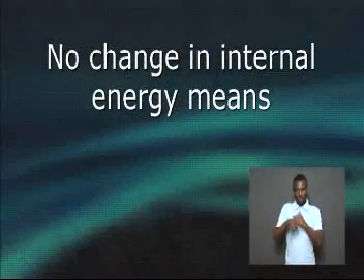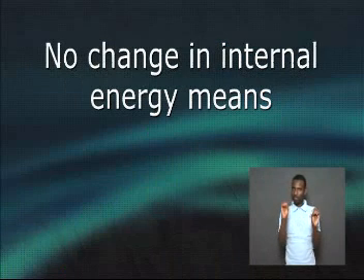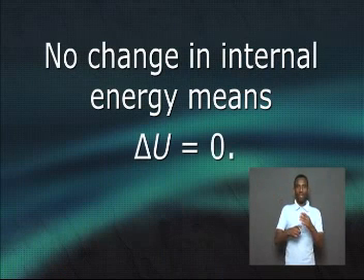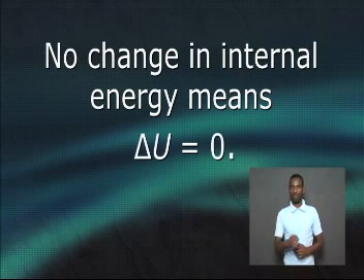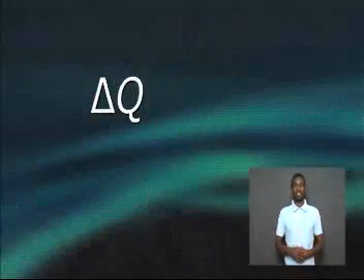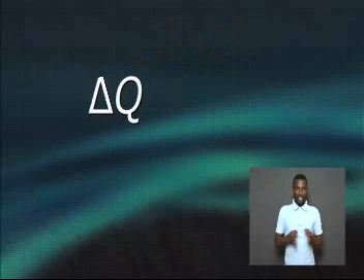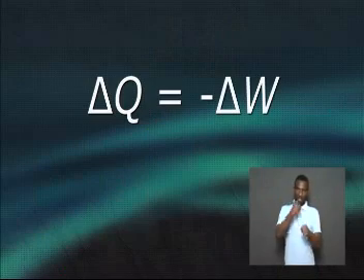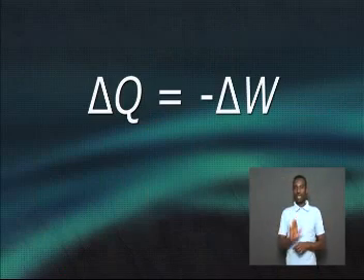Isothermal processes occur at constant temperature. So there is no change in the internal energy of a system. So we know the value of delta U is 0. Again, we can substitute this information into the first law and arrive at the following equation: the amount of energy transferred is equal to work done by the gas.